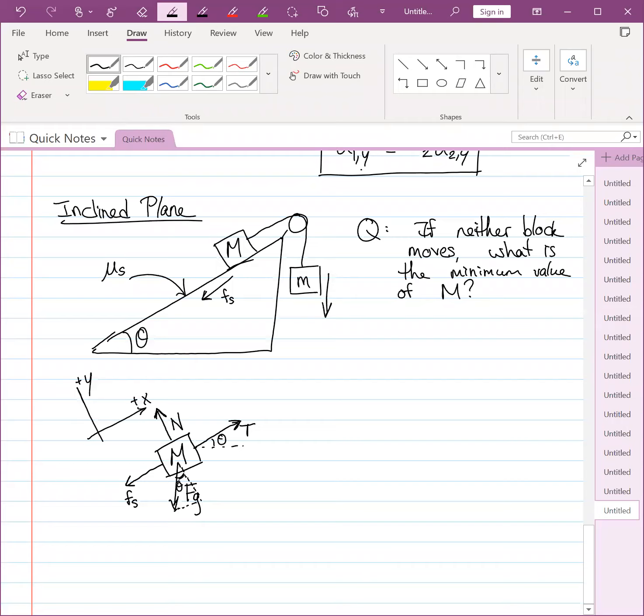Right, so let's figure out the components of acceleration. Already, we want that neither block moves, which means that the acceleration should be 0. But let's just call it a sub x and a sub y first.